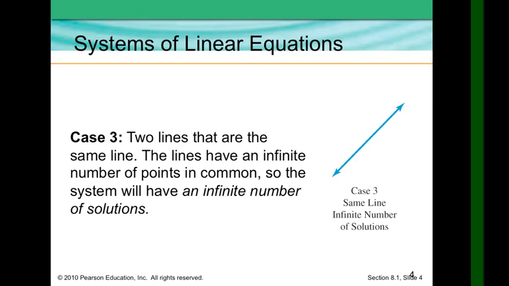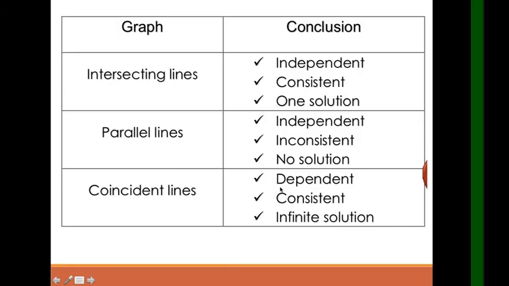And case 3, two lines are the same line. The lines have an infinite number of points in common, so the system will have an infinite number of solutions. So we have two lines that are the same line. They have an infinite number of solutions.